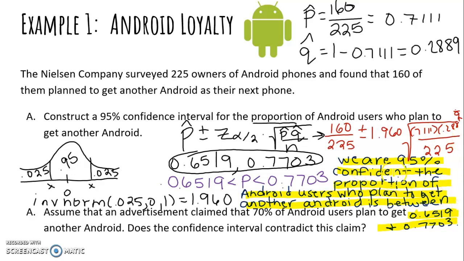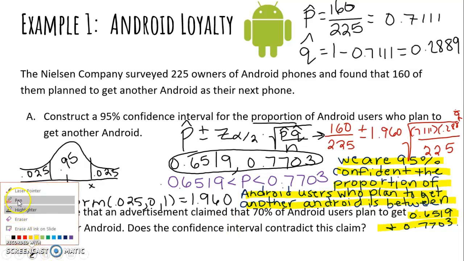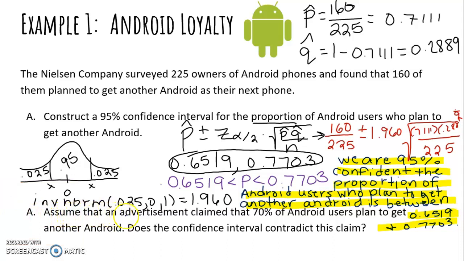Always use the context of the problem. Don't just say that we're 95% confident that the proportion is between the two numbers. You need to define what proportion we're looking for. What kind of proportion? The proportion of what? Now, let's look at this last question. It says, assume that an advertisement claimed that 70% of Android users plan to get another Android. Does the confidence interval contradict this claim? So contradict means that it doesn't support the claim.